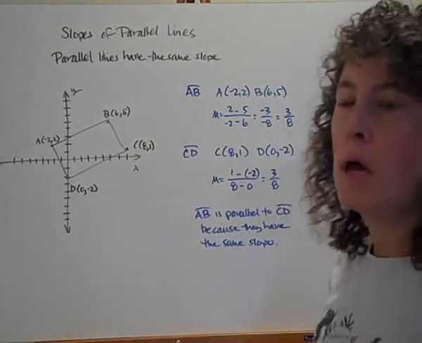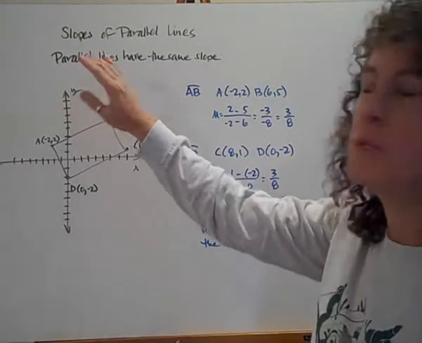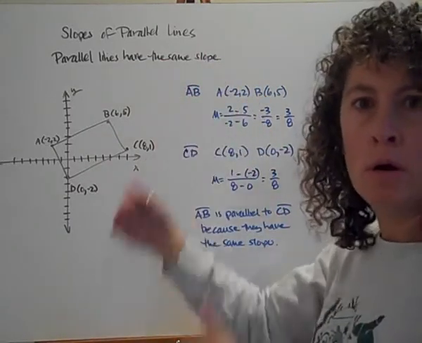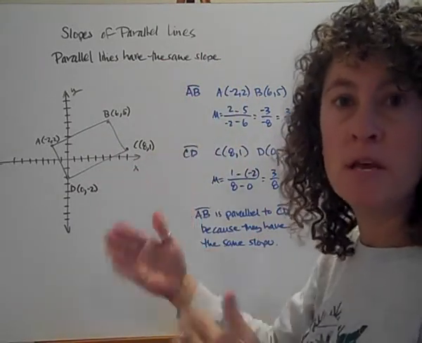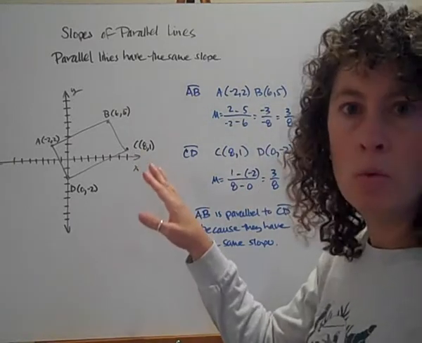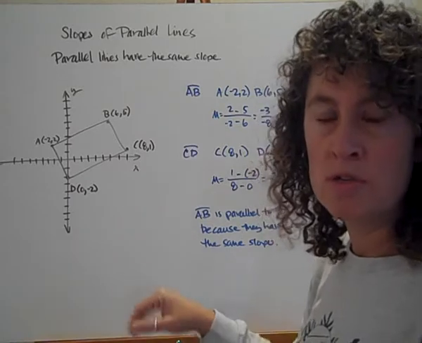Slopes of parallel lines. When we talk about the slopes of parallel lines, they have the same slope, which makes total sense. If two lines have a rise and a run that are the same, they're going to be parallel and they're never going to touch each other. So let's take a look at how we see that when we look at equations of lines and slopes of lines.